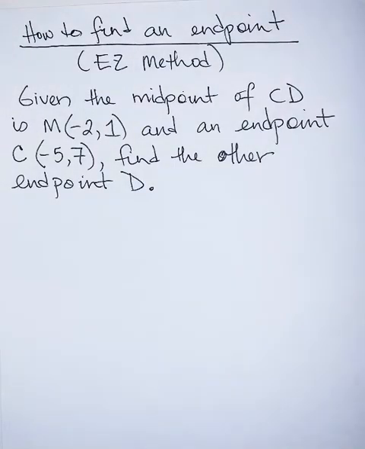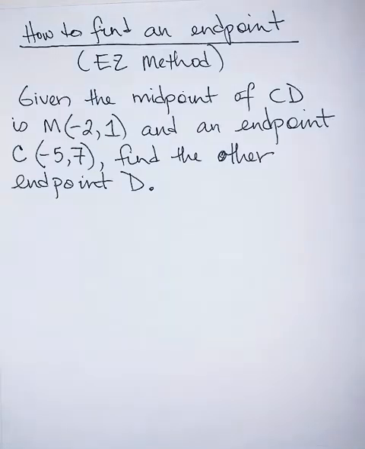Today I am going to show you how to find an endpoint of a line segment given the midpoint and one endpoint. So here, let's take this example. You are given the midpoint of segment CD at (-2, 1), and the endpoint C is at (-5, 7), and then you are asked to find the other endpoint D.